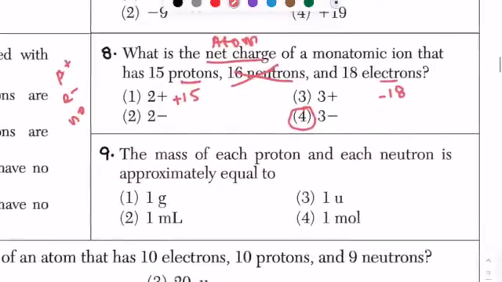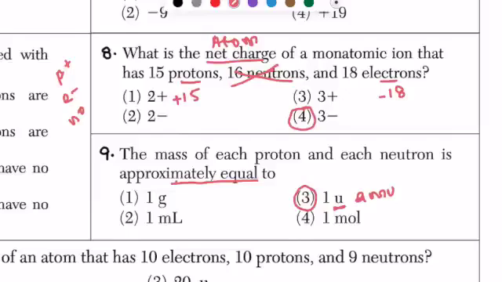The mass of each proton and each neutron is approximately equal to 1. This is a very important concept to remember. When we are saying approximately equal to, we are only talking about the relative number. So if the mass of a proton is about 1 atomic mass unit, which is this symbol, then the mass of a neutron is also about 1 atomic mass unit. What we are trying to say here is that the proton and the neutron pretty much weigh the same.